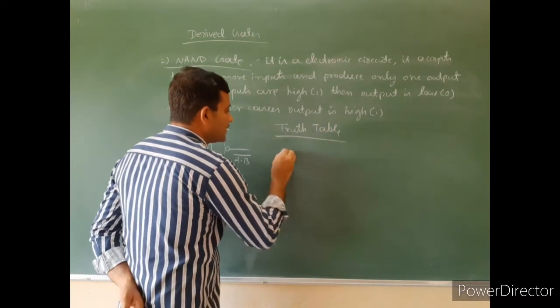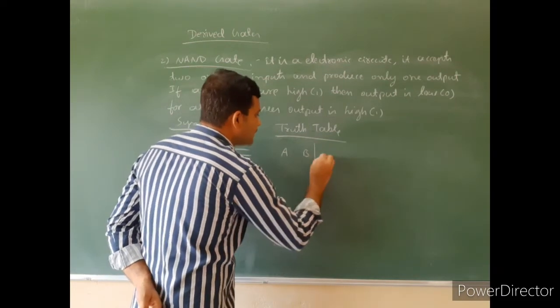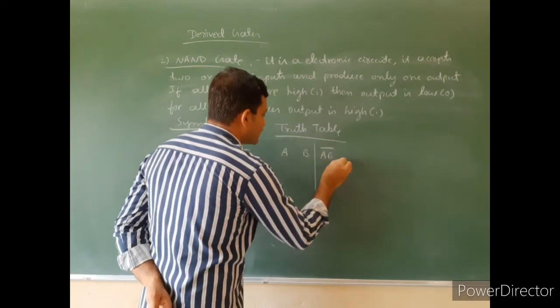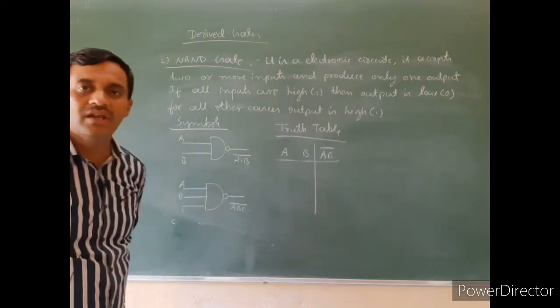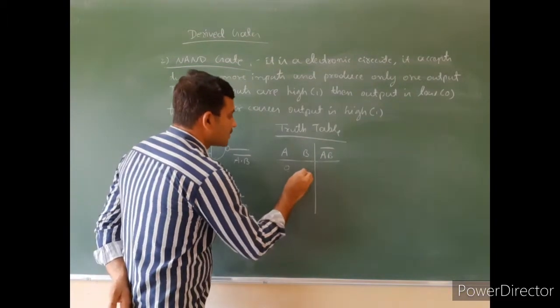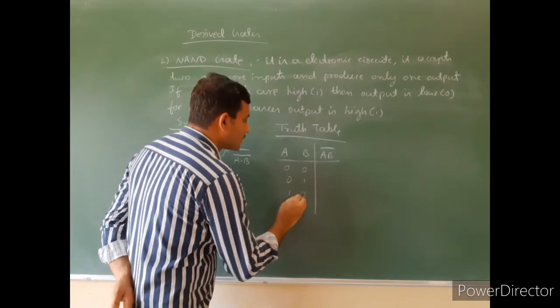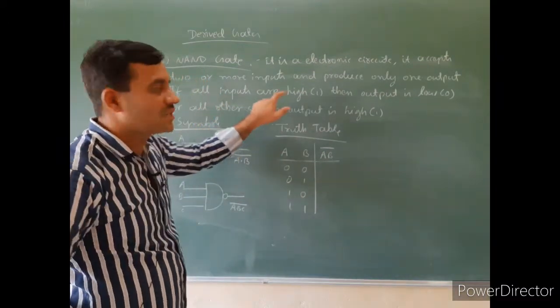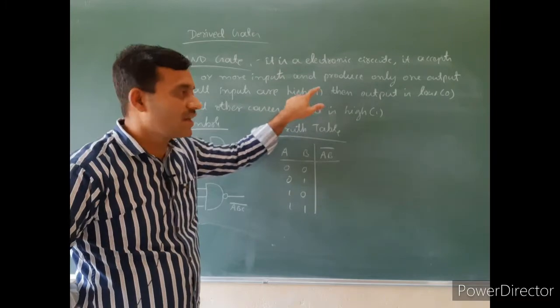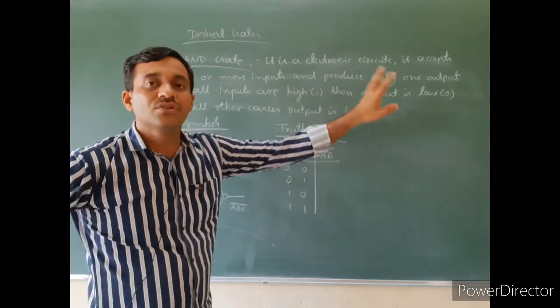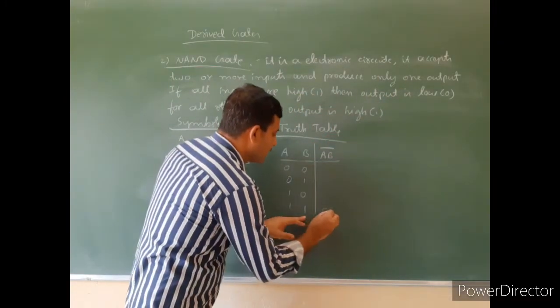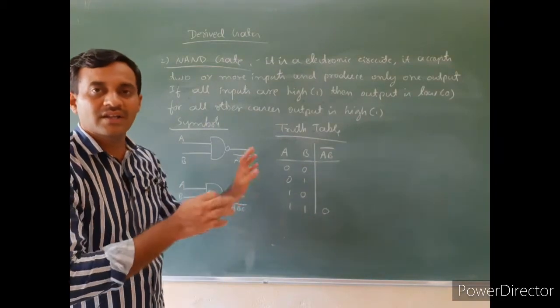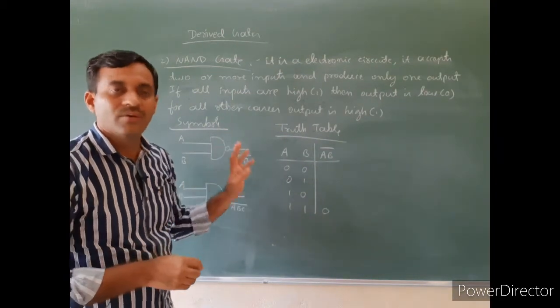Truth table, if the inputs are A B, then the output is A B bar. The combinations are 0 0, 0 1, 1 0, 1 1. What is the working principle here? If all inputs are high, then output is low. Here all inputs are high, output is 0. For all other cases, the output is 1.